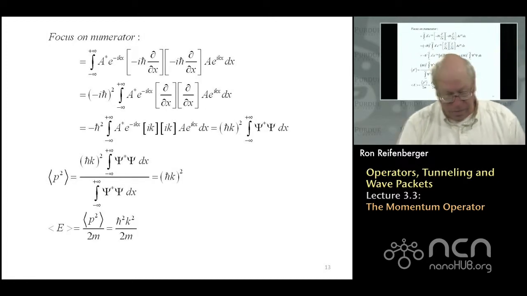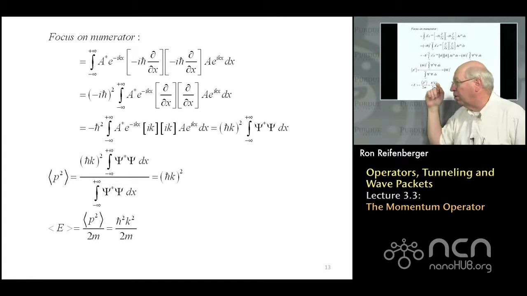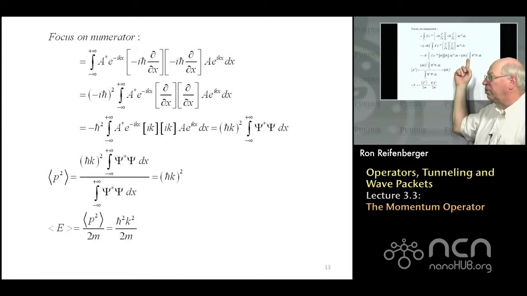I just focus on the numerator, and I work through the arithmetic. It's pretty straightforward. What you find is that the numerator in that prior expression is just h bar k quantity squared times this integral from minus infinity to infinity of psi star times psi. When you put that back into the expression for the expectation value of momentum squared, you can see that the integral of psi star psi from minus infinity to infinity cancels. That gives you the expectation value for the momentum squared of a free particle.